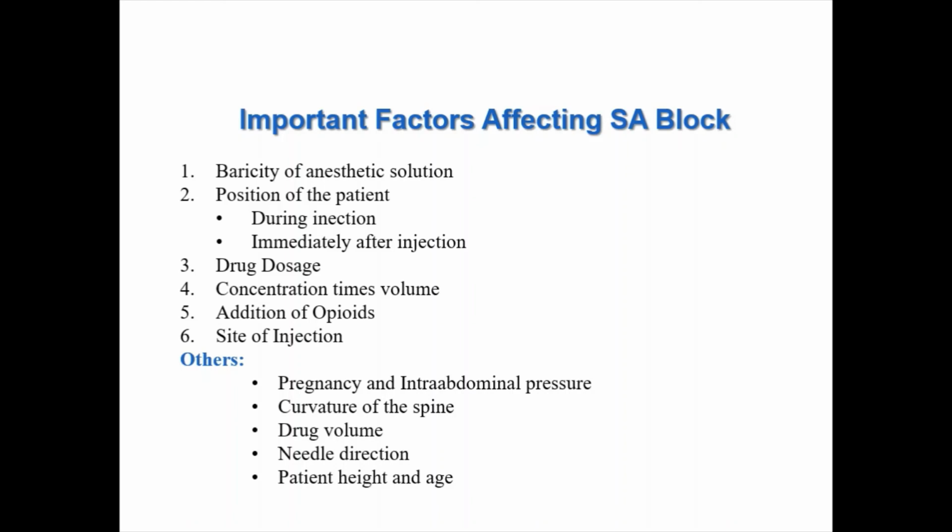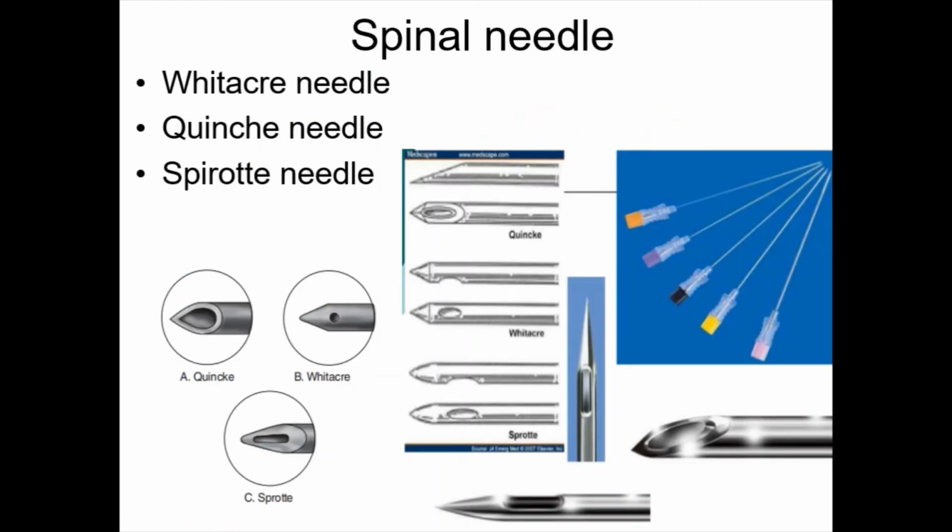And then the site of injection, at which level of the spinal cord you have injected your local anesthetics or opioids. Others which do not matter much are pregnancy and intra-abdominal pressure, curvature of spine, drug volume, needle direction, patient height and age.